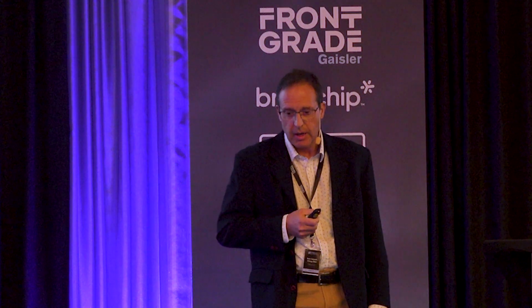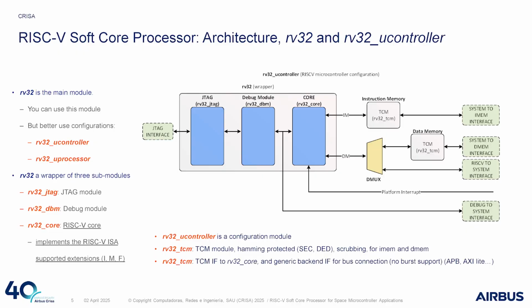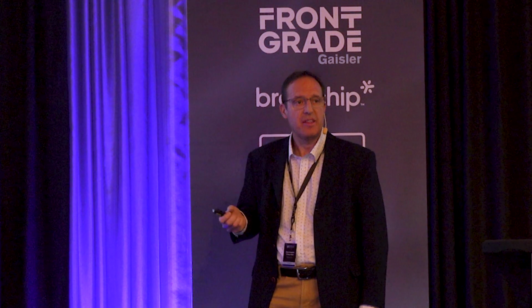Getting into the architecture, basically the main component is the RB32 module, where we instantiate the JTAG, the debug module, and the core, which implements the instruction extensions that we require. You could use this already in your design, but we instantiate it into what we call configurations. In this picture, you see the microcontroller configuration, where we have included tightly coupled memories, which we connect to the memory interfaces. The tightly coupled memories have EDAC embedded in.